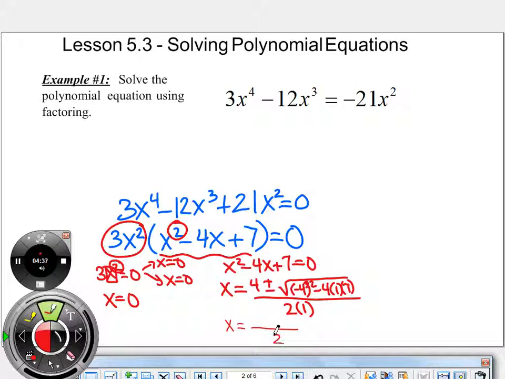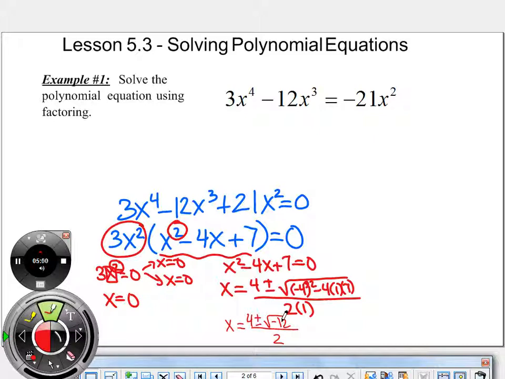So there's a 2 in the denominator, a 4 here. And what number's in my radical? I basically have 16 minus 28, which gives me negative 12. Okay. Now, there are no real solutions then for that part of it, but they didn't restrict the directions to say only solve for the real solutions.